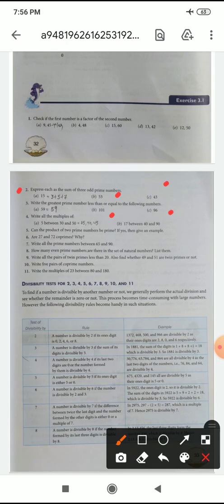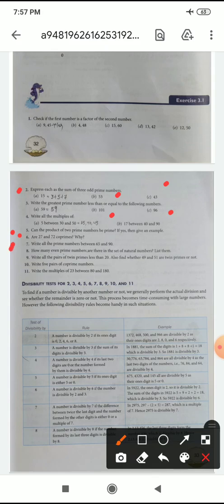Then 5 number. Can the product of two prime numbers be prime? If yes, then give an example. Children, here answer will be no. The product of two prime numbers is always a composite number. For example, 5 times 7 is 35, 2 times 3 is 6. Here 35 and 6 both are composite numbers.